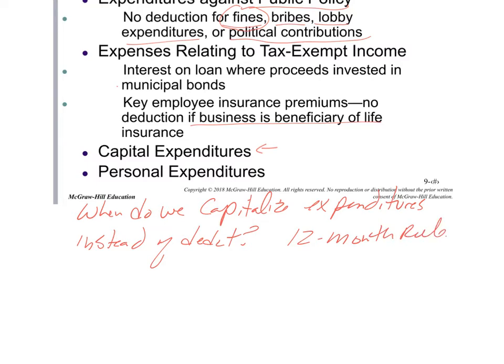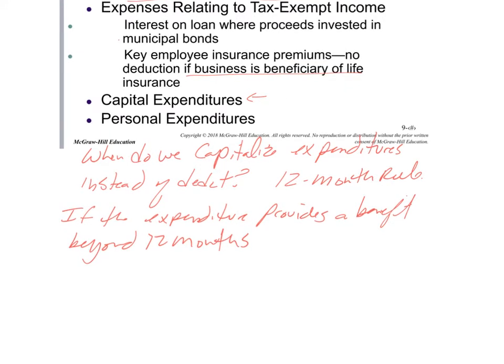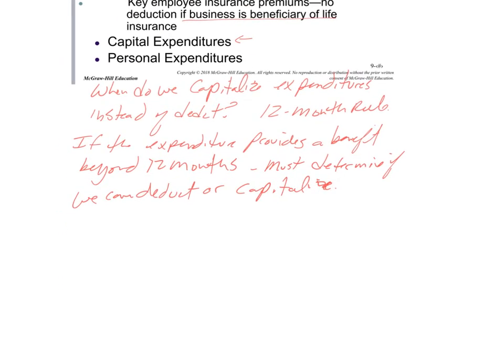the 12-month rule. Okay, so if the expenditure provides a benefit beyond 12 months, then we have to look at the nature of that and determine if we can deduct or capitalize. All right, so what does that mean?